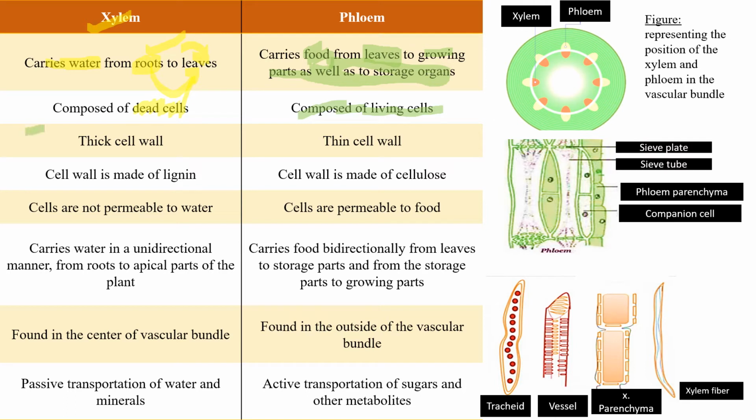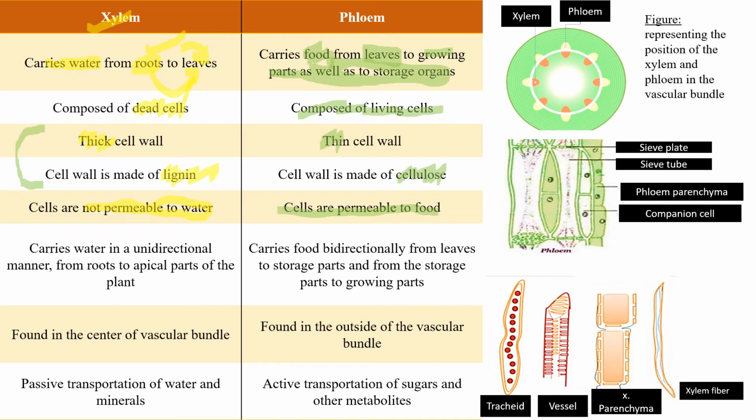Now, the characteristics of the cell wall. In xylem, the cell wall is thick and made up of lignin. In contrast, the phloem cell wall is thin and made up of cellulose. Next is permeability. The cells of the xylem are not permeable to water, whereas the cells of the phloem are permeable to food.